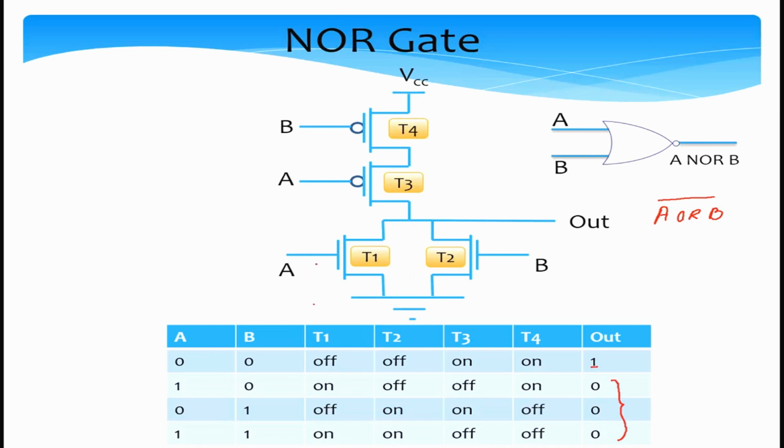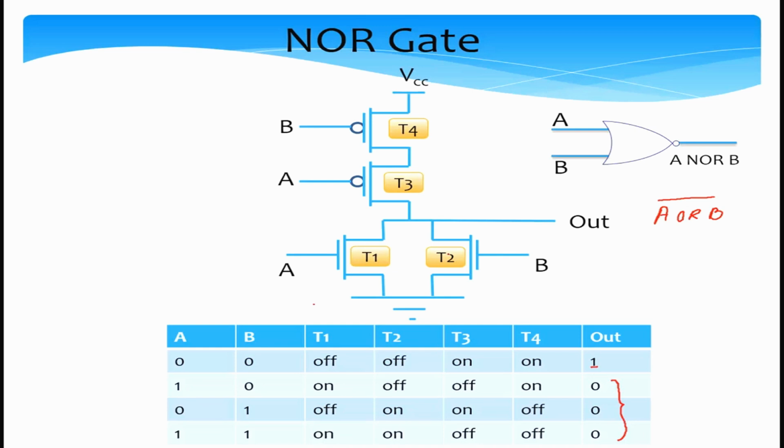So let's see the organization. We have 4 transistors named T1, T2, T3 and T4. The input A is connected to T1 and T3. The input B is connected to T2 and T4. T1 and T2 are connected in parallel, and T3 and T4 are connected in series. T1 and T2 are NMOS transistors and T3 and T4 are PMOS transistors.